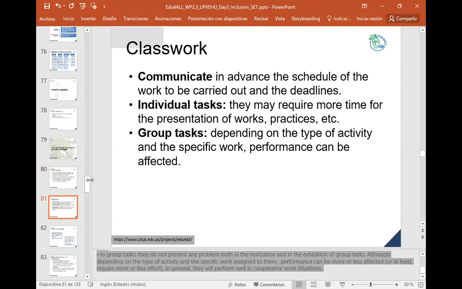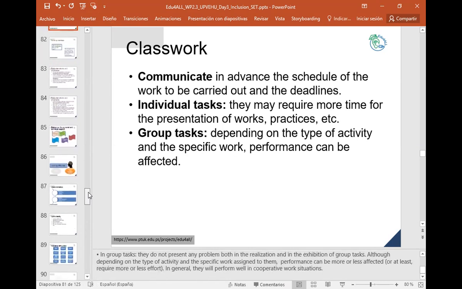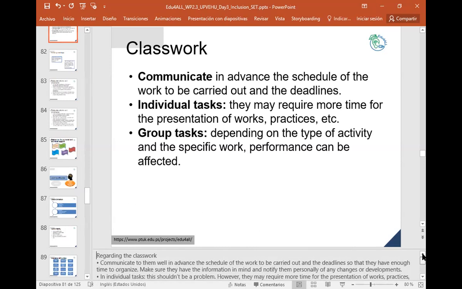Regarding the classwork, communicate to them well in advance the schedule of the work to be carried out and the deadlines so that they have enough time to organize. Make sure they have the information in mind and notify them personally of any changes or developments. In individual tasks, this shouldn't be a problem. However, they may require more time for the presentation of works, practices, etc.